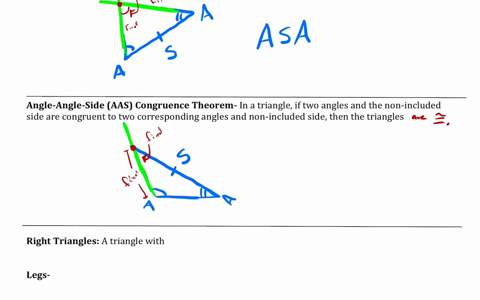And so this side is not included. So we had angle, angle, side, and because the side is outside of those two angles, it's non-included. Making it angle, angle, side. Okay, so we had two angles and a side. That makes it angle, side, angle, angle, side. If we know that two angles and a side match between two different triangles, then we know those two triangles have to be congruent. All right.